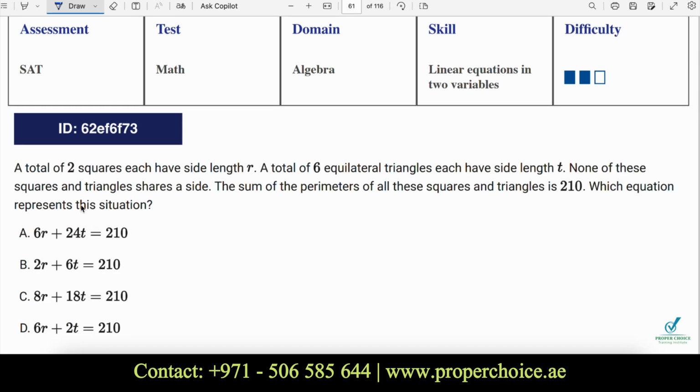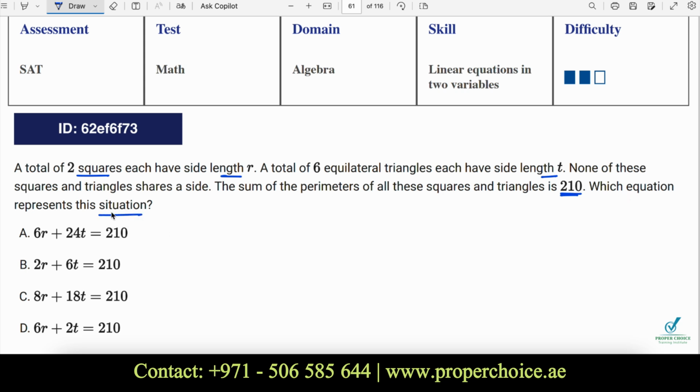A total of 2 squares each have side length r. A total of 6 equilateral triangles each have side length t. None of these squares and triangles share a side. The sum of perimeters of all these squares and triangles is 210. Which equation represents this situation?